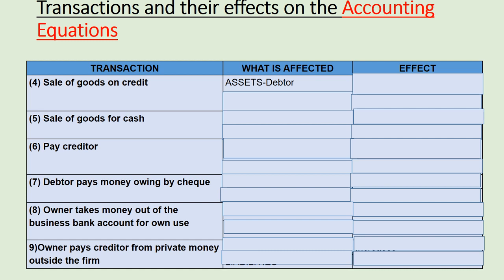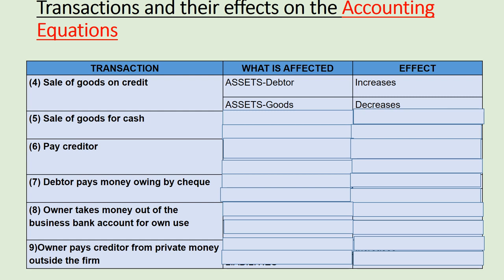Therefore, assets in terms of debtors are going to be affected, and assets in terms of goods are also going to be affected. How are debtors going to be affected? Since you have sold goods on credit, the number of debtors has increased. People who owe you money have increased. Therefore, debtors are going to increase, and also goods are going to decrease since you have sold them out. So assets in terms of debtors are going to increase while goods are going to decrease.